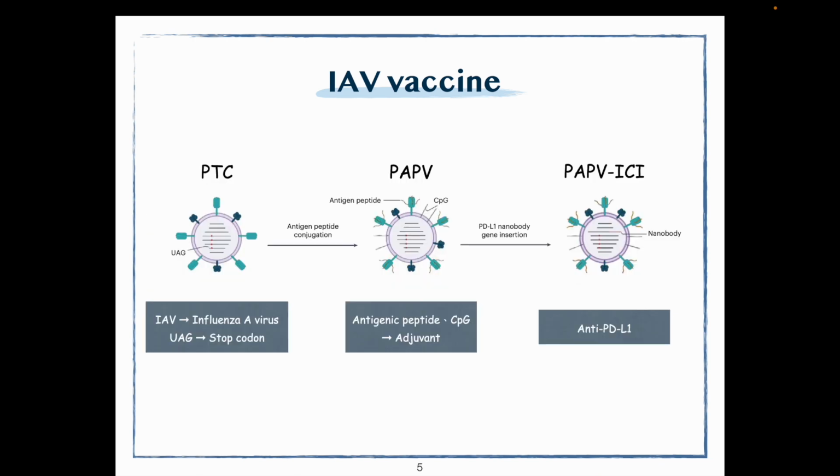Second, they insert an antigen peptide and CpG as adjuvant on the vaccine surface. It can increase cell uptake and enhance immune response. This modified virus is called peptide-armed PTC virus, or PAPV for short. At last, they insert the anti-PD-L1 gene into the virus against the immunosuppressive environment. This kind of vaccine is called PAPV-ICI, which means immune checkpoint inhibitor. This is the vaccine they use. So let's go to the result part.